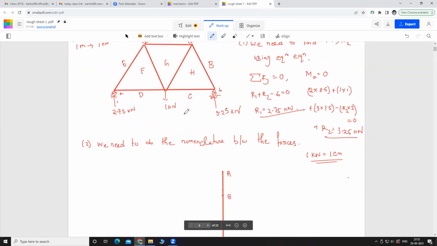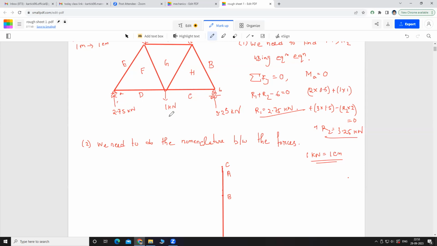Now from B to C, what is the force? That is 3.25 kilonewton upward. So we need to move upward, and the distance will be 3.25. 1 kilonewton is 1 centimeter, so 3.25 centimeter. Now this is 3 centimeter, we know, so that will be somewhere here. So that is our point C.